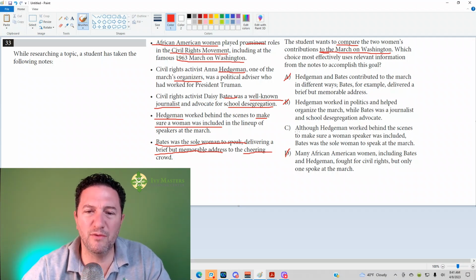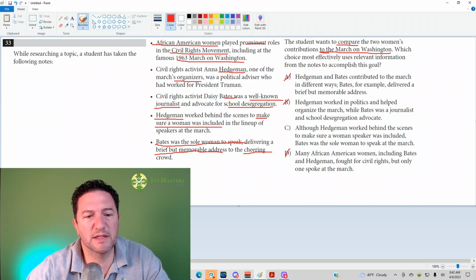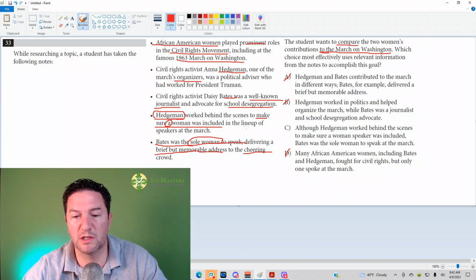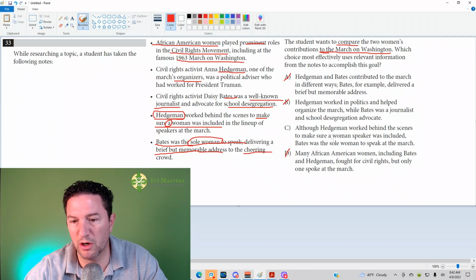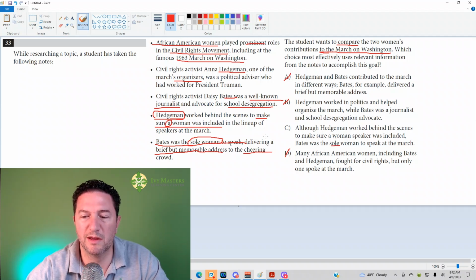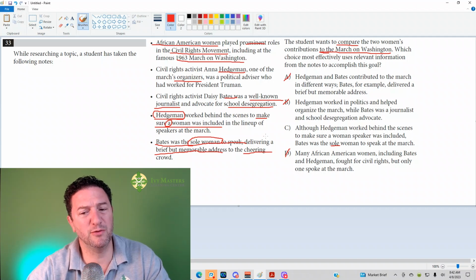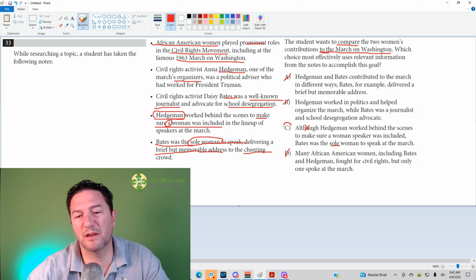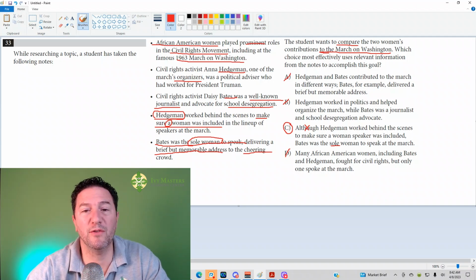Honestly, I don't love it. Why don't I love it? Because in the second to last bullet, it says Hedgeman worked behind the scenes to make sure a woman was included. One woman was included. And then it says Bates was the sole woman, meaning the only woman to speak. Well, you'd expect if she worked to get one woman included, then one woman would speak. Answer choice C says, although Hedgeman worked behind the scenes to make sure a woman speaker was included, Bates was the sole woman to speak at the march. I would expect if she was only looking to have one speak, then one would speak, and we wouldn't have the although at the beginning of the sentence. It would be Hedgeman worked behind the scenes to make sure a woman speaker was included, and Bates was included. So that's why I don't love it. The contrast there doesn't make perfect sense to me. But C is definitely your best answer here.